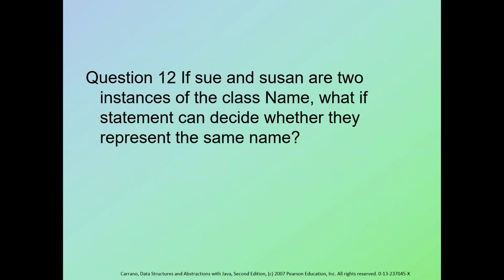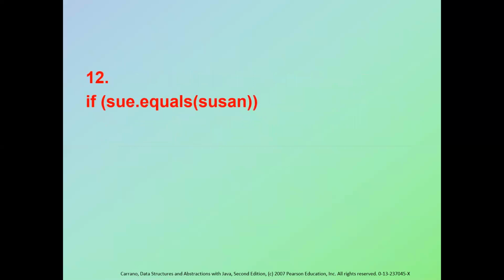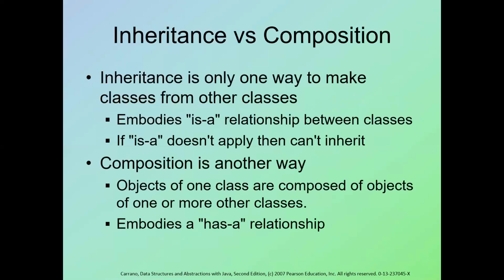If Sue and Susan are two instances of a class Name, what if statement can decide whether they represent the same name? Okay, the equals method, good. That was not very helpful.